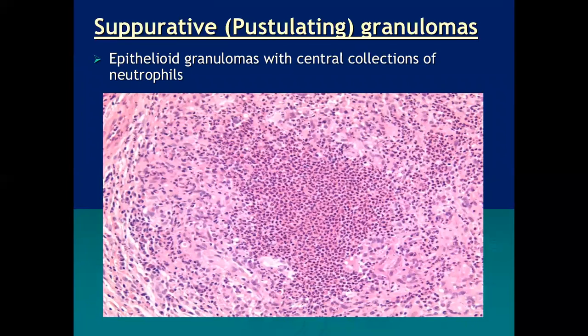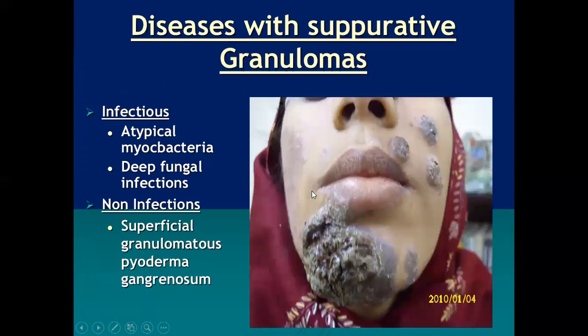The third type of granulomas are suppurative granulomas, which are characterized by neutrophilic abscesses surrounded by the granulomas. Usually, these kinds of granulomas are seen in two causes. That is the deep fungal infections, and number two are the atypical mycobacteria. And both of these infections are seen with this suppuration. This is a deep fungal infection. There are non-infectious types of suppurative granuloma, which is seen in superficial granulomatous pyoderma gangrenosum.